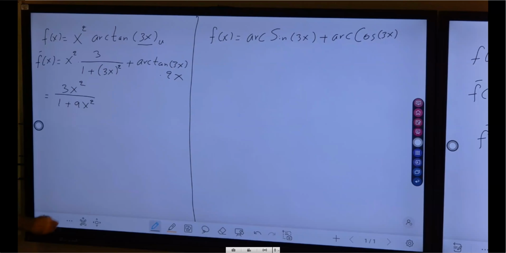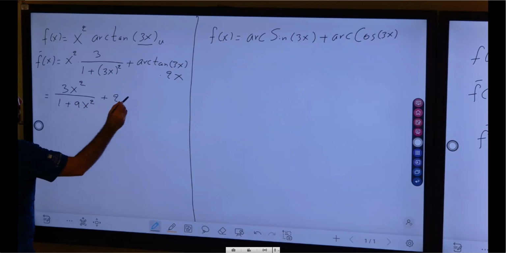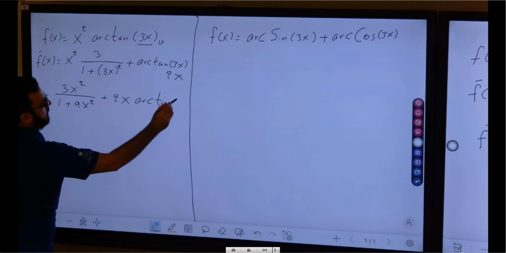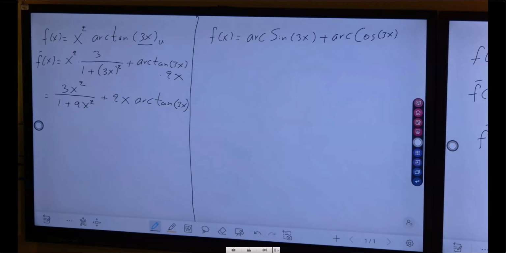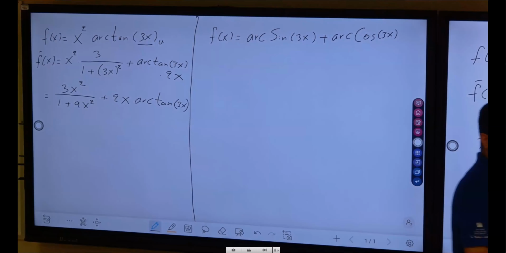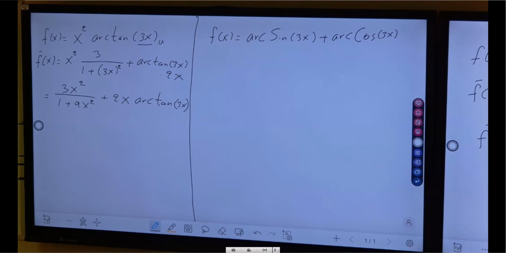That's right. Arc tangent. That's it, just leave it like that. Did they tell you to simplify it? No. What about the next one?